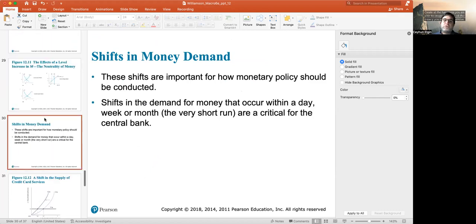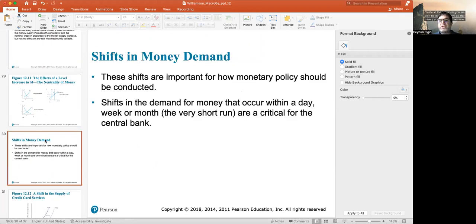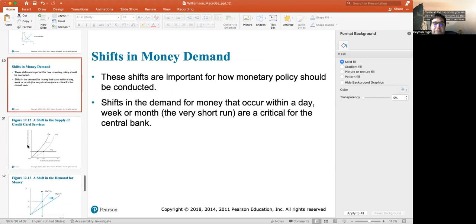So this basically has investigated the change in money supply. What about the changes in money demand? What would happen if money demand changes? Shifts in the demand for money that occur within a day, within a week, or within a month, the very short run variables, so to speak, are critical for a central bank.